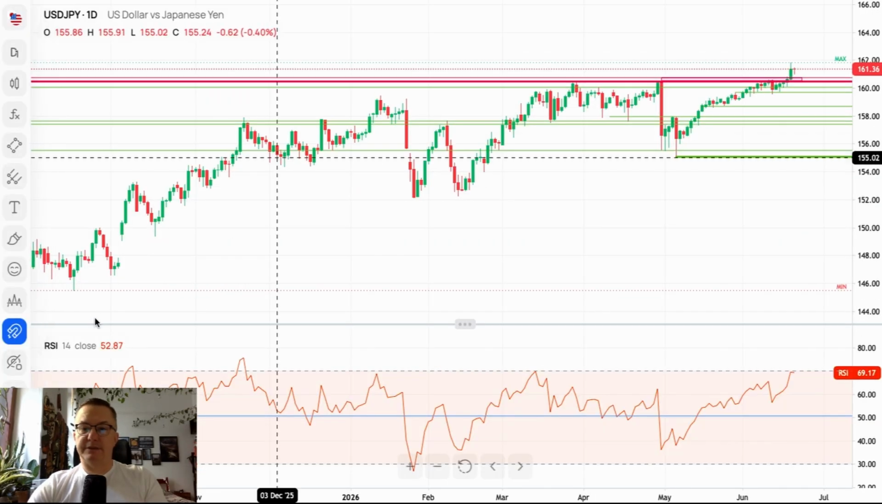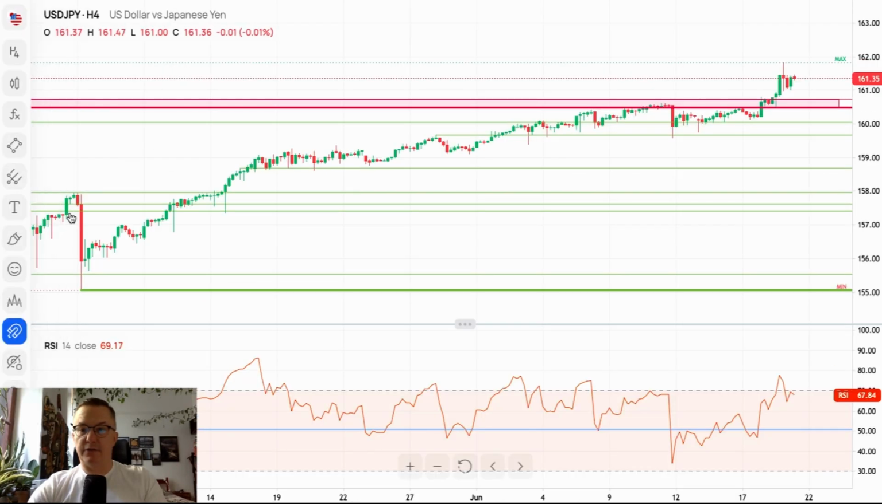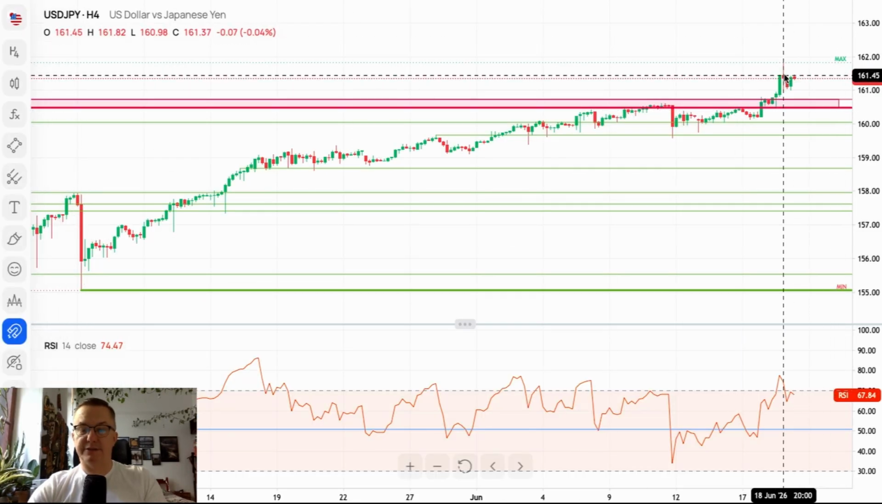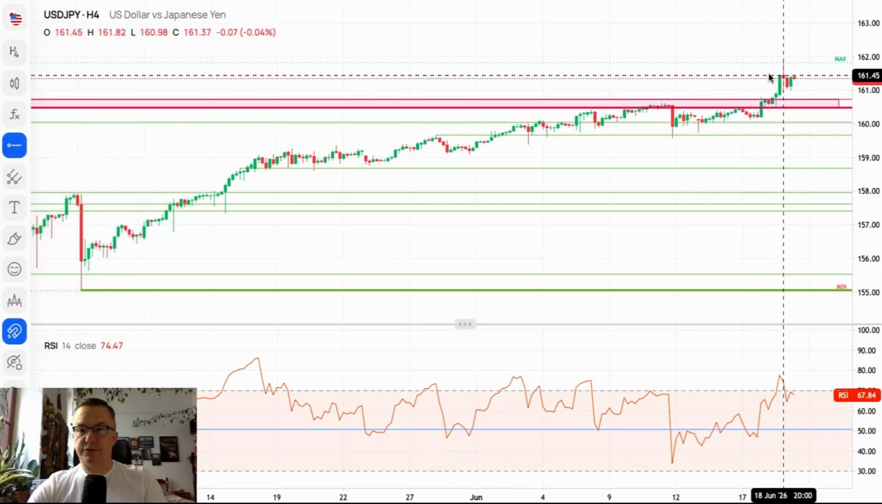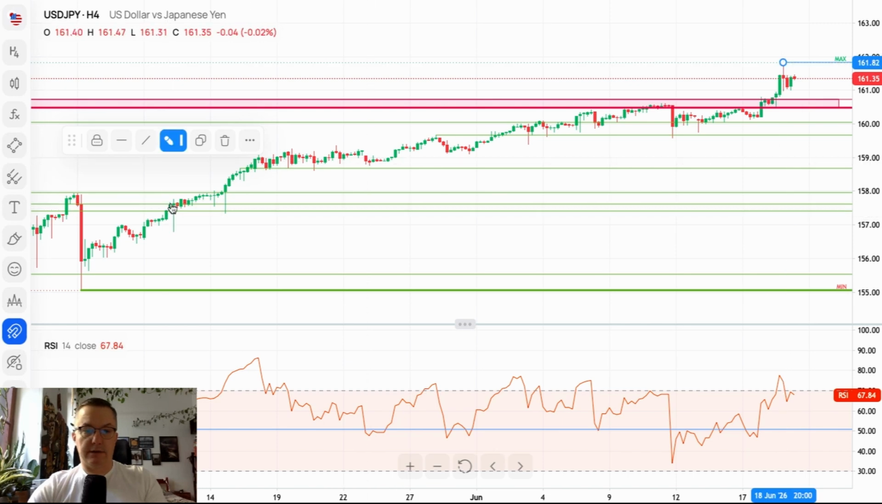Euro dollar versus the Japanese yen. Finally, we got the breakout on daily. You can see it clearly on the 4-hour time frame chart. Very nice movement towards 161.82. So that would be the swing high for now, and we got the technical resistance placed there.